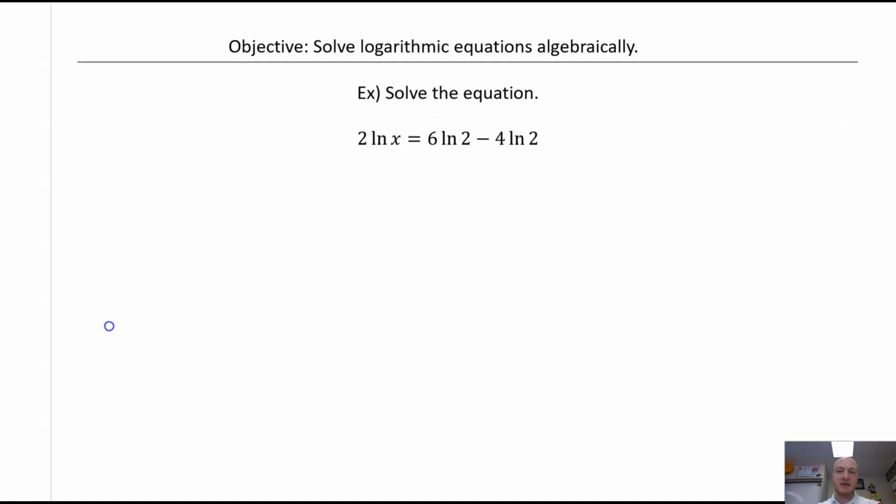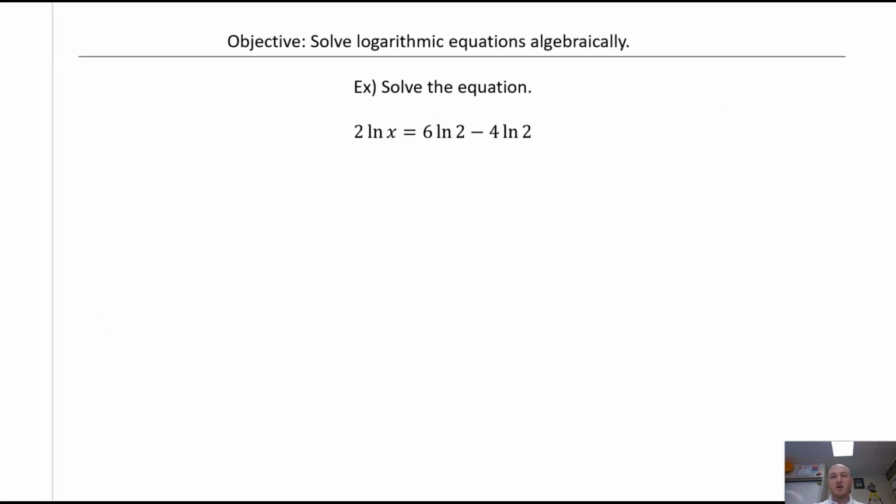Here's the first example, and we want to solve this equation. I'm going to remind you that step 1, you want a single logarithm on each side, and we're going to use properties to go ahead and condense this.